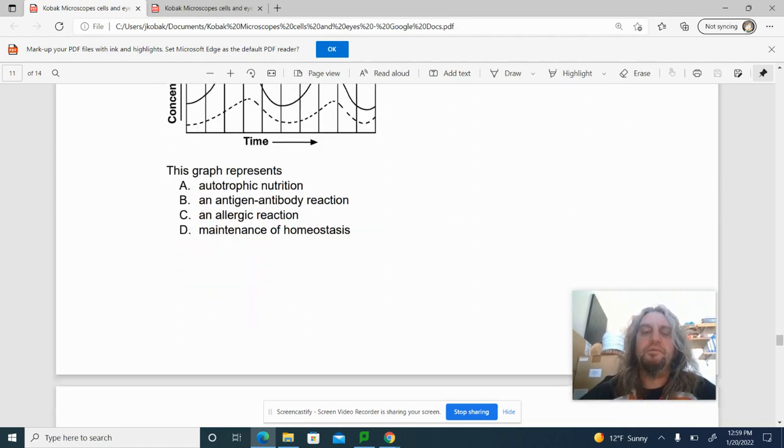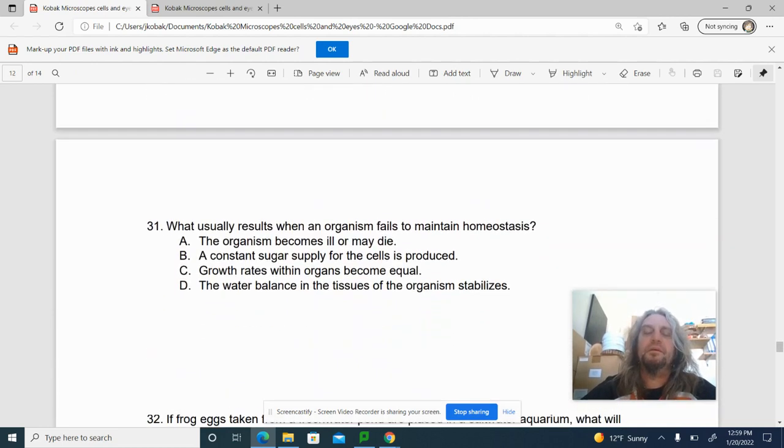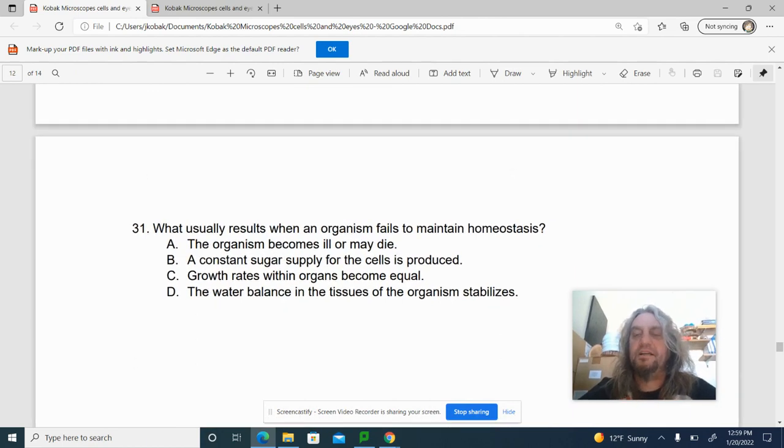Question 31. What usually results when an organism fails to maintain homeostasis? A. The organism becomes ill or may die. B. A constant sugar supply for the cells is produced. C. Growth rates within organs become equal. D. The water balance in the tissues of the organism stabilizes.